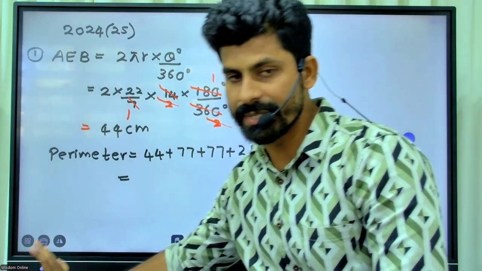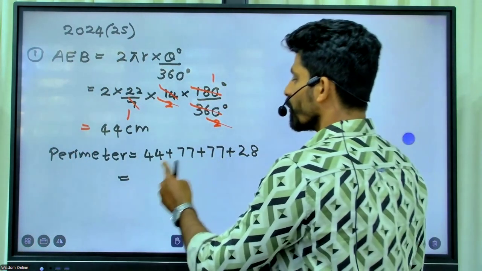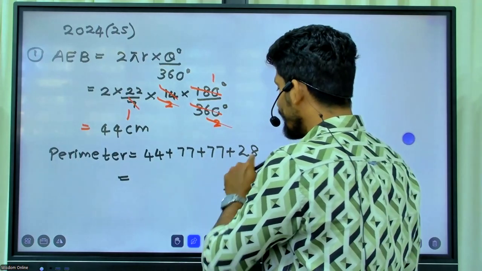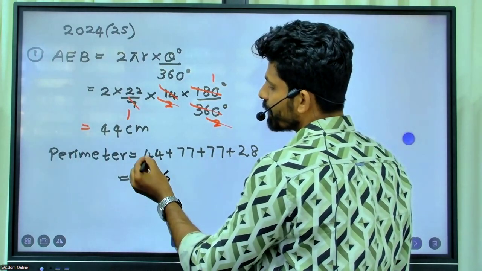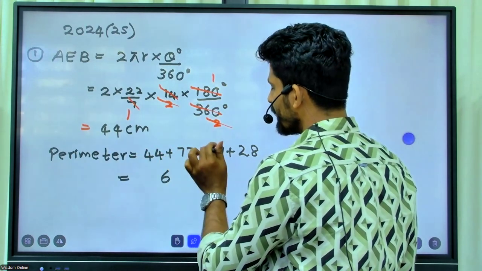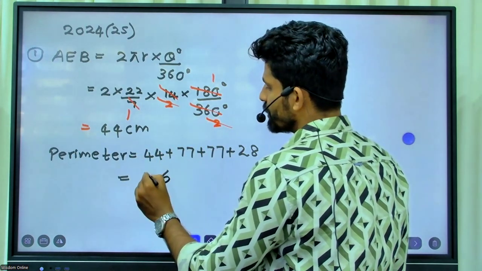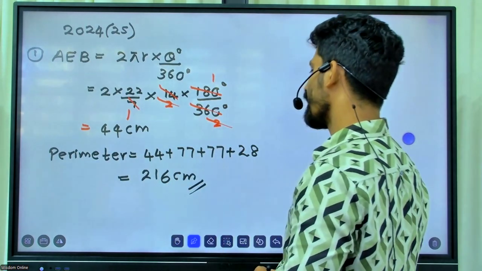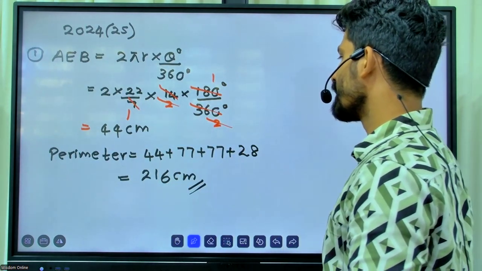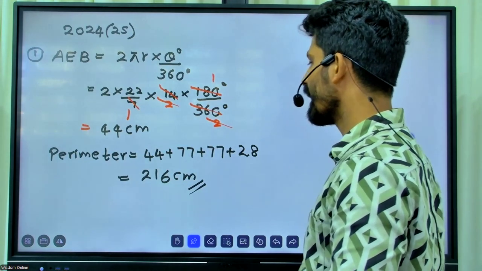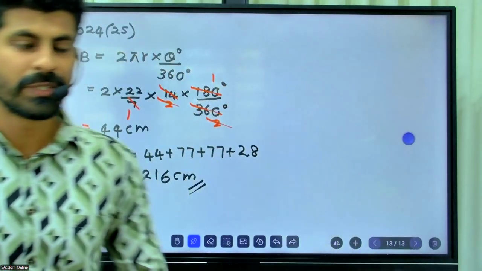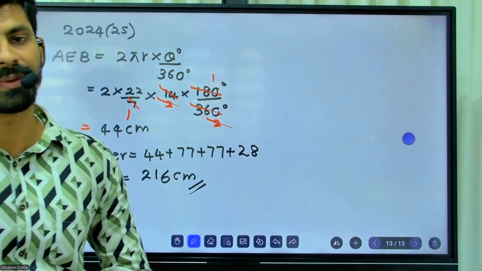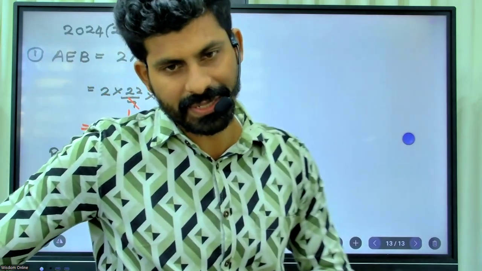Try to get the answer. 4 plus 7, 11. 11 plus 7, 18. 18 plus 8, 16. Carrying the remainders, the answer is 216 centimeter.